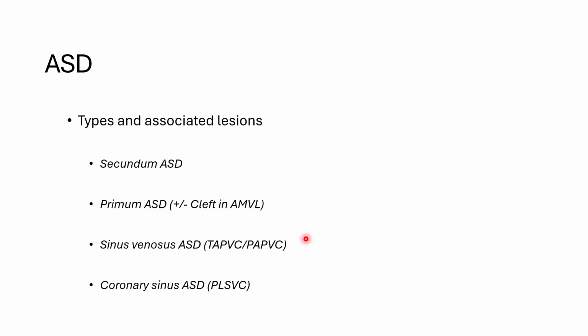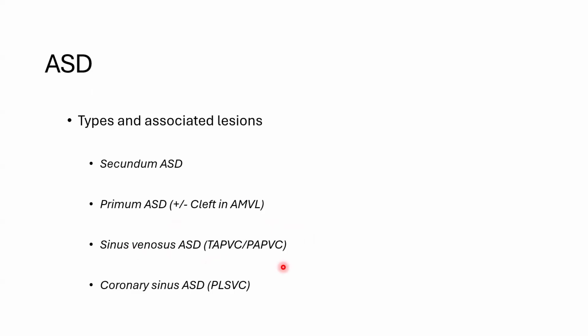Then we talked about the sinus venosus ASDs, which can be either superior or inferior, the superior being at the junction of the SVC with the right atrium, and the inferior sinus venosus, which is at the junction of the IVC and the right atrium. And we said that the sinus venosus ASD is associated with total anomalous pulmonary venous connection or partial anomalous pulmonary venous connection.